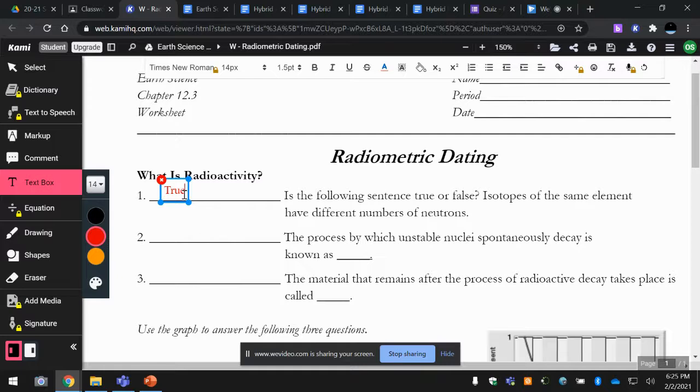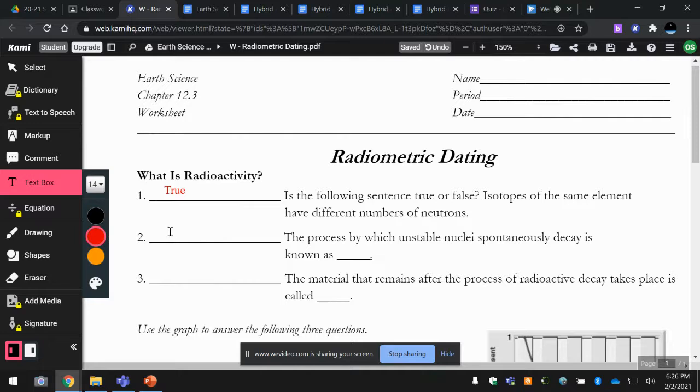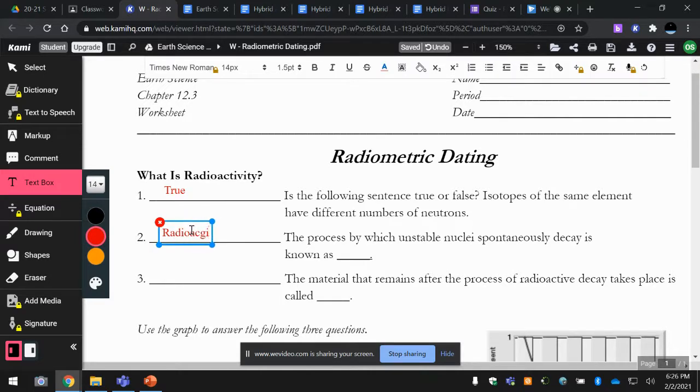Isotopes of the same element have different numbers of neutrons, and this is true. The process by which an unstable nuclei spontaneously decays is known as radioactive decay, so true. So they're just the basics here. The material that remains after the process of radioactive decay takes place is called the daughter product, or the stable element. Usually the daughter product is how we would say it. Very good, easy enough.